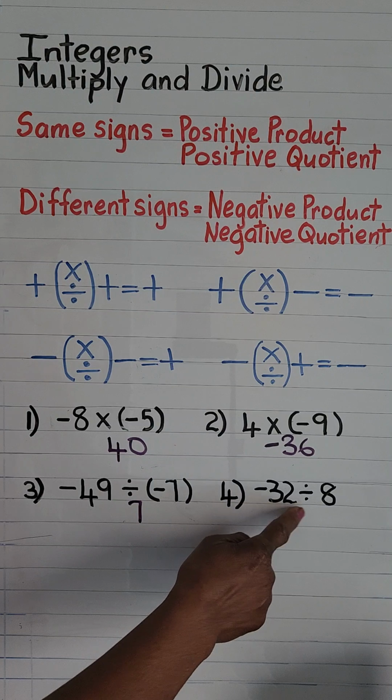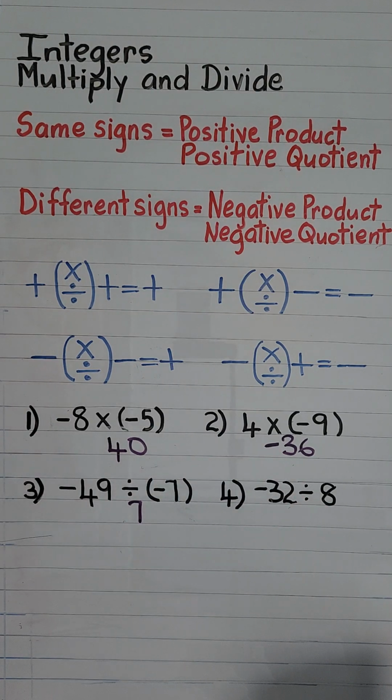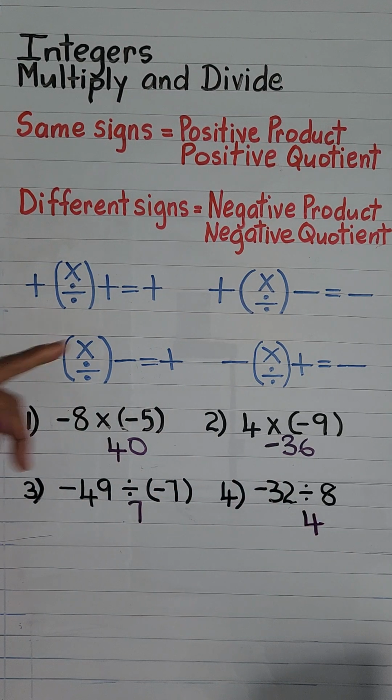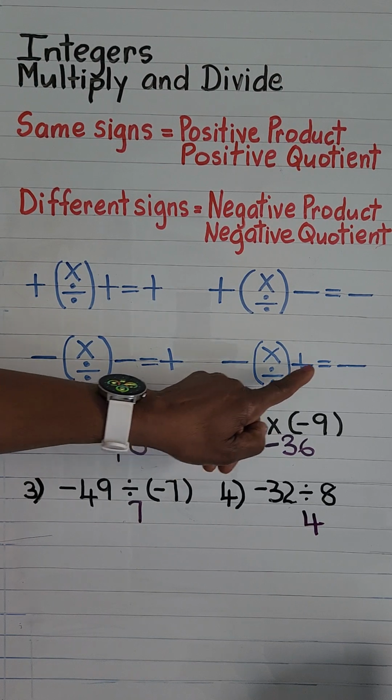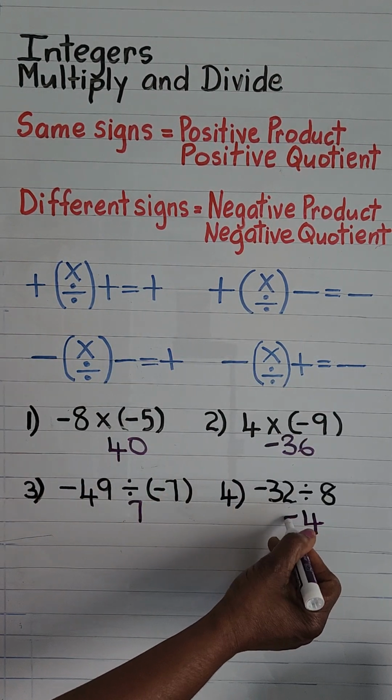Negative 32 divided by 8. 32 divided by 8 is 4. Negative divided by positive is equal to negative. So this is a negative 4.